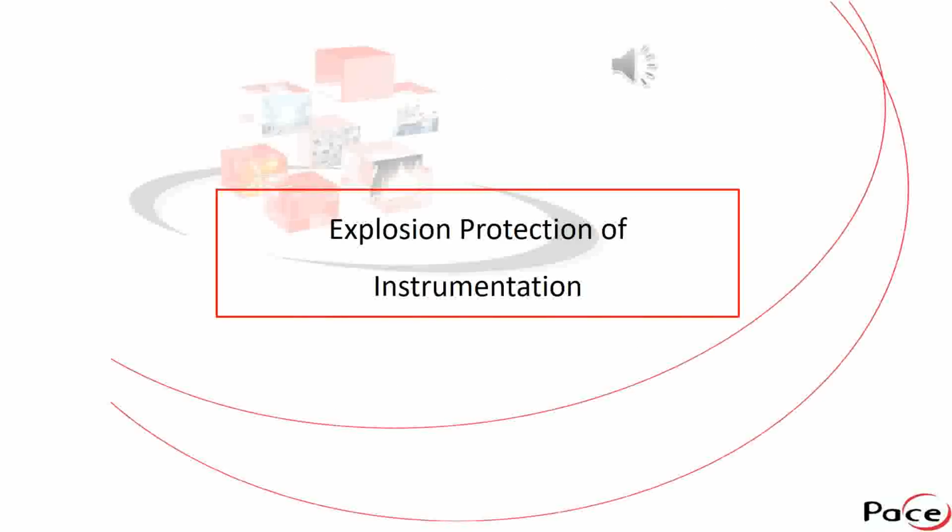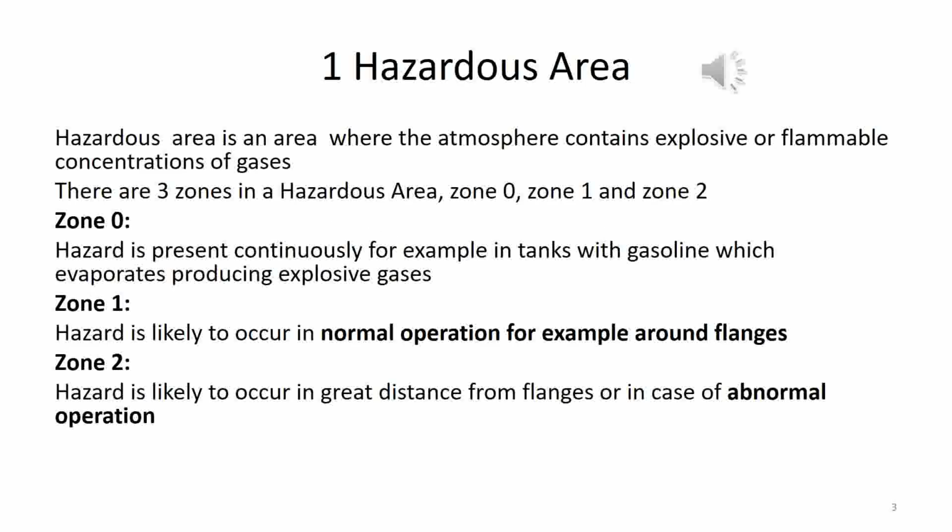Explosion protection of instrumentation. Hazardous areas. Hazardous area is an area where the atmosphere contains explosive or flammable concentrations of gases. There are three zones in a hazardous area: zone 0, zone 1, and zone 2. Zone 0 is where hazard is present continuously, for example in tanks with gasoline which evaporates producing explosive gases.